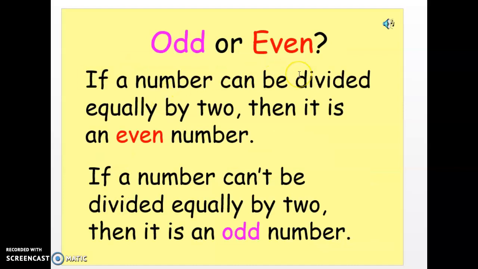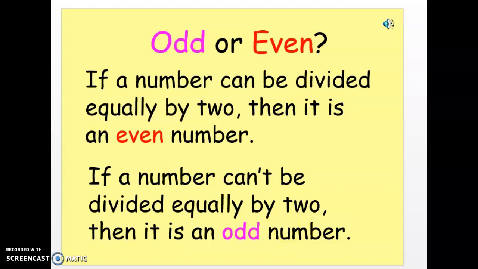Odd or even, what do we know? If a number can be divided equally by 2, then it is an even number. I will repeat that. If a number can be divided equally by 2, then it is an even number. And if a number can't be divided equally by 2, then it is an odd number. That means if you divide a number by 2, you are going to get a remainder. If you get a remainder, that number becomes an odd number.